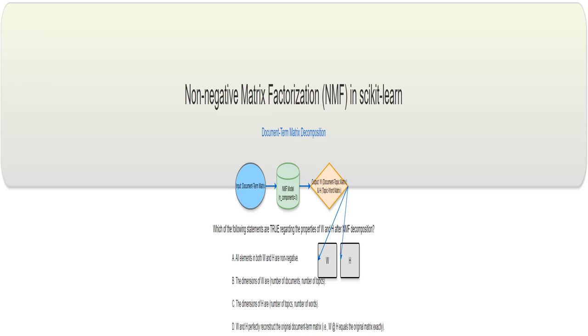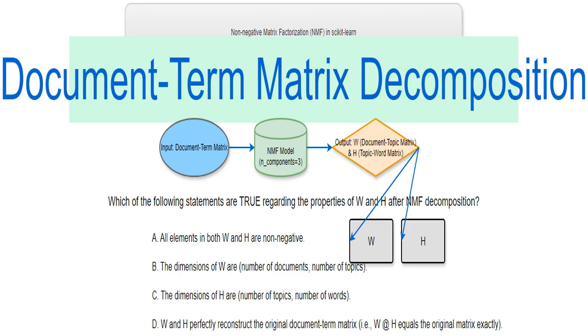I'm using NMF, a technique from the Sklearn library, to break down a document term matrix. This matrix shows how often each word appears in a set of documents. Think of it like a spreadsheet where rows are documents and columns are words. The numbers inside represent word counts. The goal is to decompose this document term matrix. We're using NMF to do that.